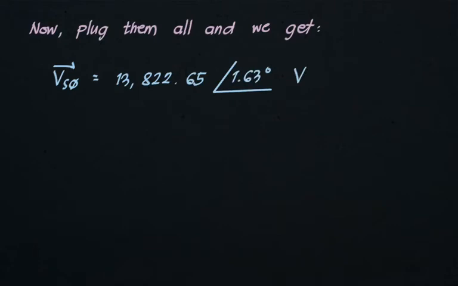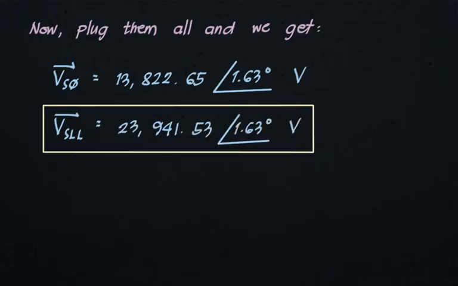If we need the line-to-line quantity, we just have to multiply the per phase quantity by square root of 3. In this case, we have 23.9 kilovolts, angle 1.63 degrees. The difference from single phase is that because this is three phase, the Vs is a per phase quantity. Automatically, Vs is the phase quantity.